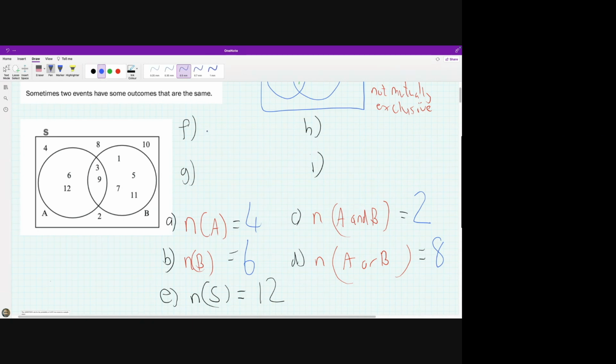I want you to work out what, if you close your eyes and you put your hand inside the sample space and you randomly grab a number, what is the probability of getting A? What is the probability of getting B? What is the probability of getting something that is in A and B? What is the probability of getting something which is in A or B?